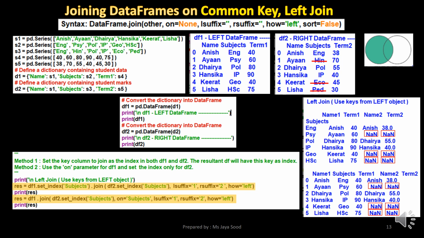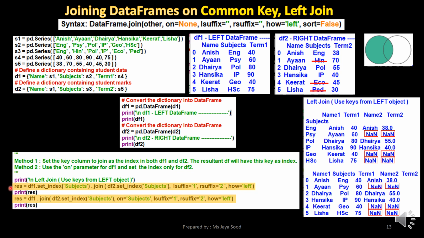There are two methods to create a join using a common column. In method 1, you have to set this column as the index for both data frame 1, that is the left data frame, and data frame 2, that is the right data frame. Then the resultant data frame will also have this common column as the index.